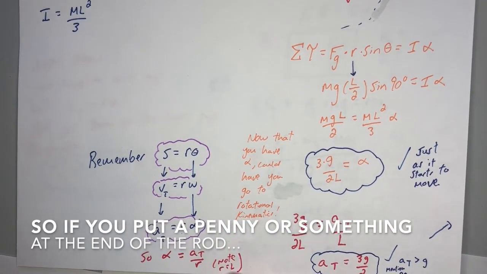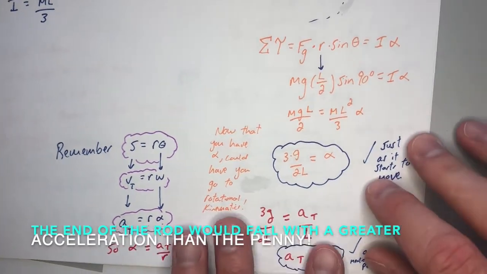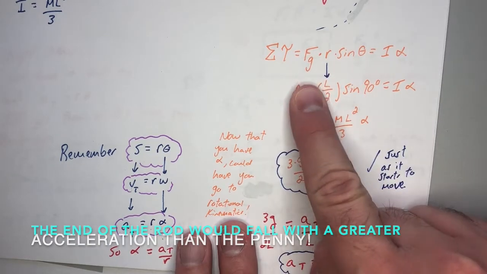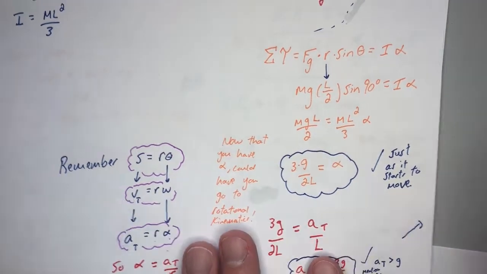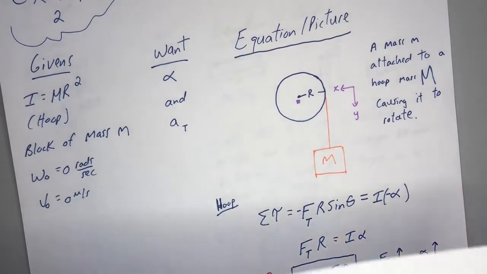I think that's a lot more reasonable kind of situation. And the big thing I want you to realize is if you have a greater torque, that's going to lead to a greater angular acceleration. That's the big idea right there. Let's take a look at example 2. We're going to use torques again.